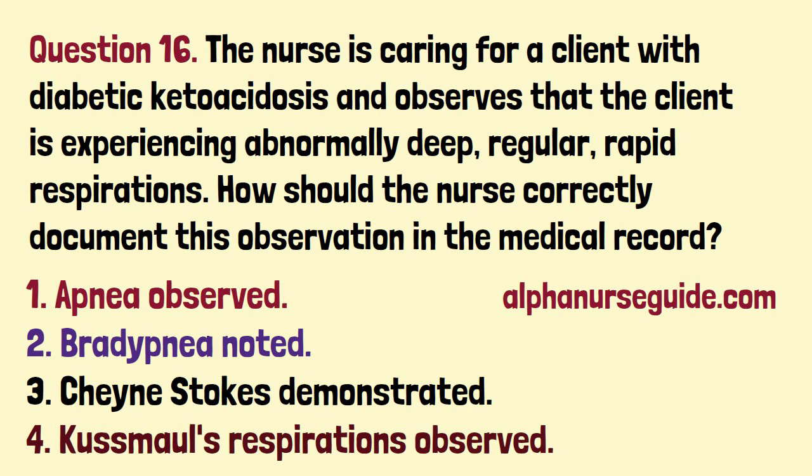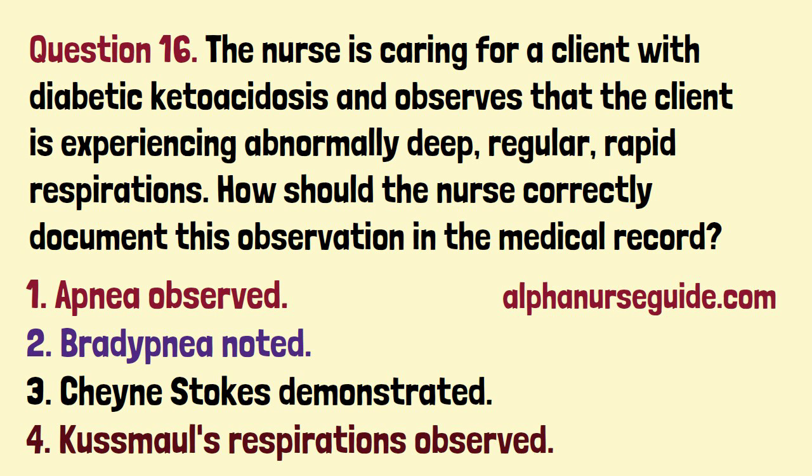Question 16. The nurse is caring for a client with diabetic ketoacidosis and observes that the client is experiencing abnormally deep, regular, rapid respirations. How should the nurse correctly document this observation in the medical record? 1. Apnea observed. 2. Bradypnea noted. 3. Cheyne-Stokes demonstrated. 4. Kussmaul's respirations observed. The correct answer is 4.